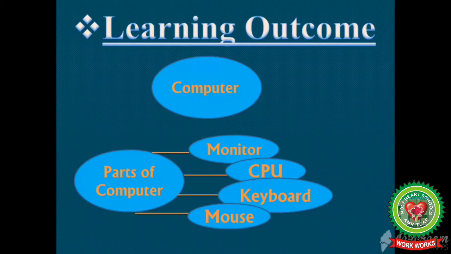Students, today we have learned what is a computer. Computer is an electronic device used to solve problems, and we have also learned what are the parts of computer. There are 4 parts. First, monitor. Second, CPU. Third, keyboard. Fourth, mouse.